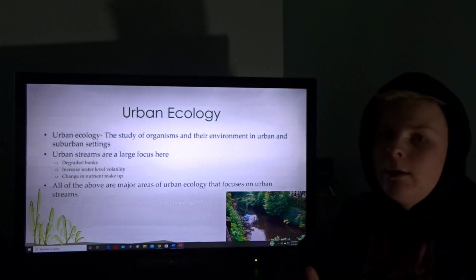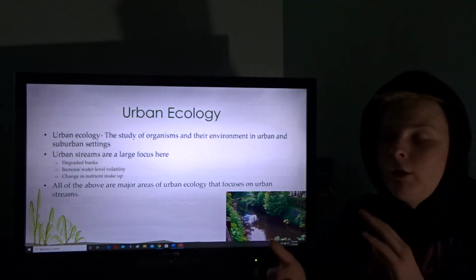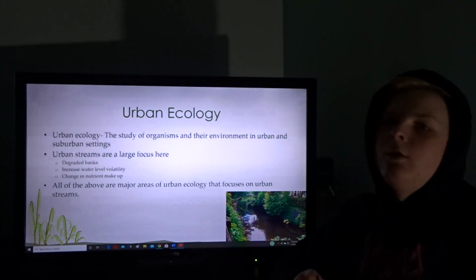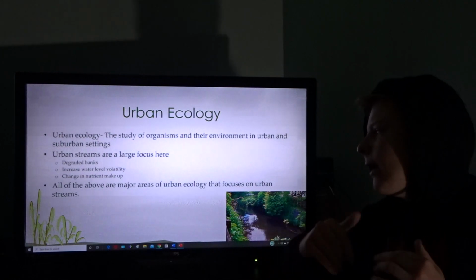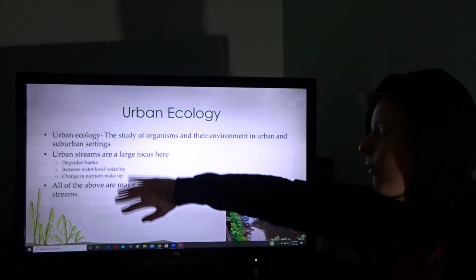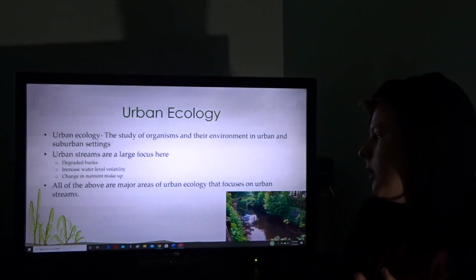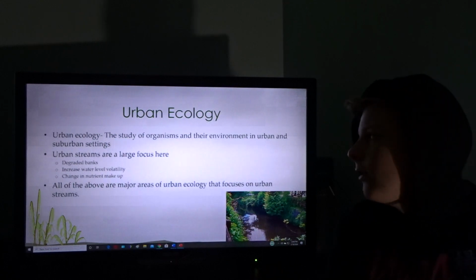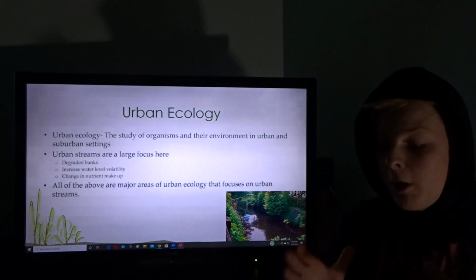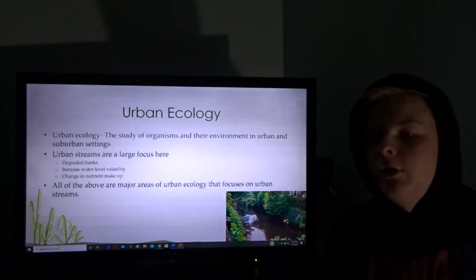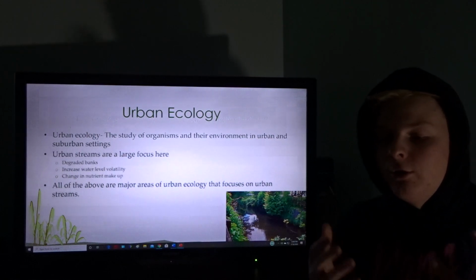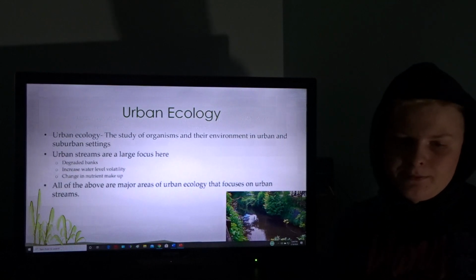And then finally, oftentimes we change the nutrient makeup, and this can happen incredibly often as well, especially with us putting a lot of things in the streams and the plants and animals that we're removing from surrounding the stream. All of the above areas of research are major areas of urban ecology that focus on the urban streams at hand. And so urban ecology really is about taking the parts of the wilderness that are still in urban areas and studying them and seeing how we can maintain the biodiversity in those areas.